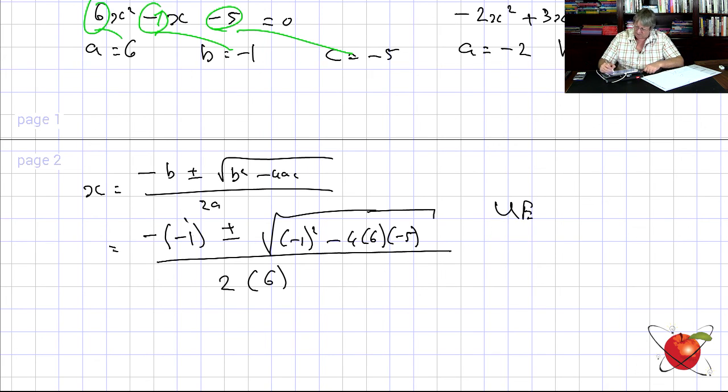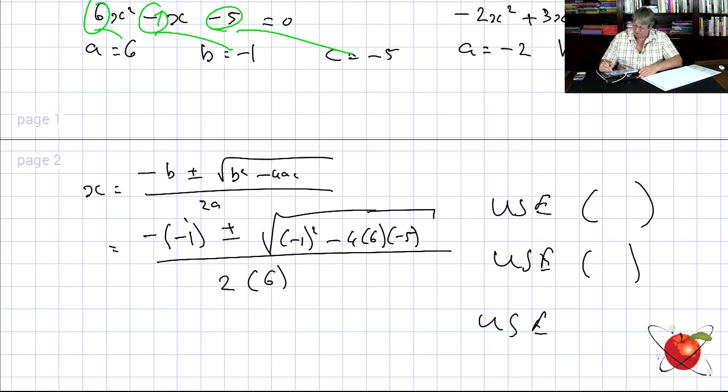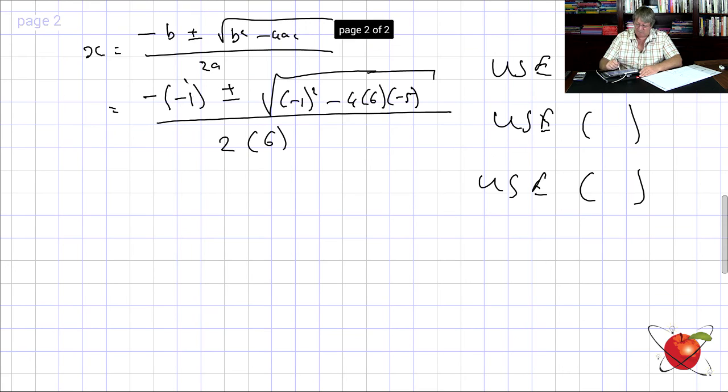I can only ask you to please do this. Use brackets. Use brackets. Use brackets. When you substitute in, use brackets. It is beyond critical. The errors here are just amazing. All right? 90% of the errors are because people don't use brackets. Okay? And sadly, I am dead serious.